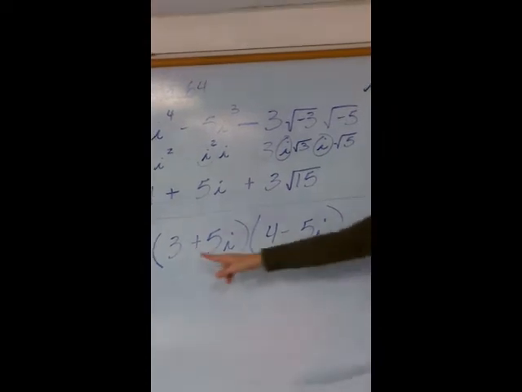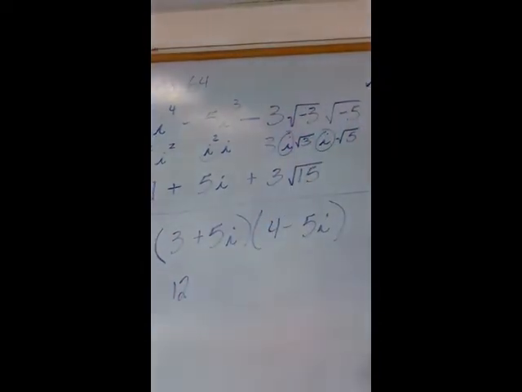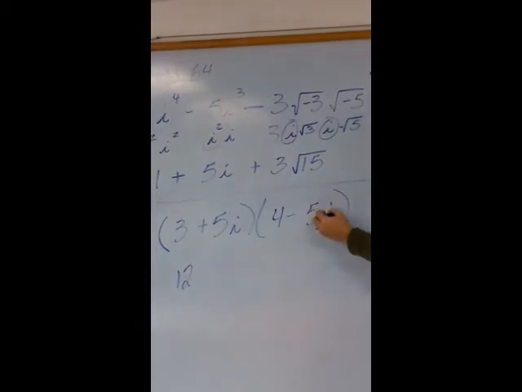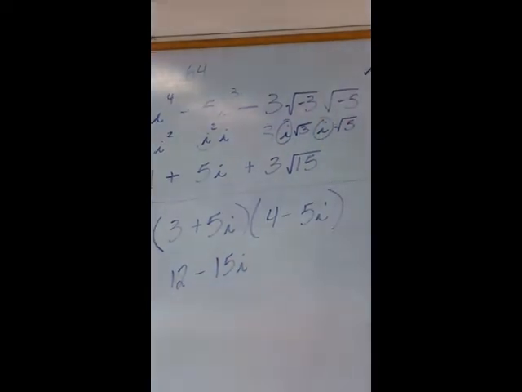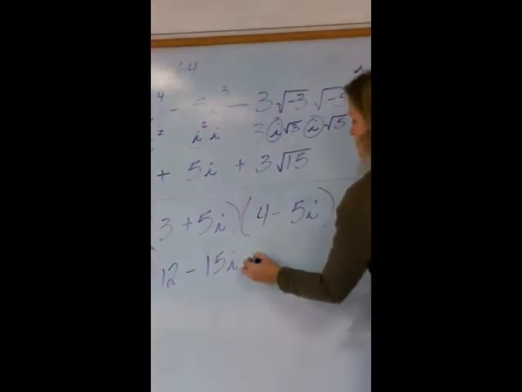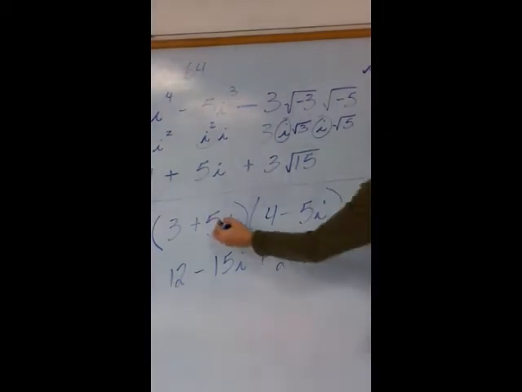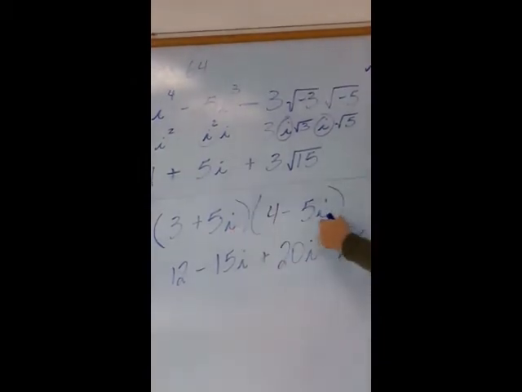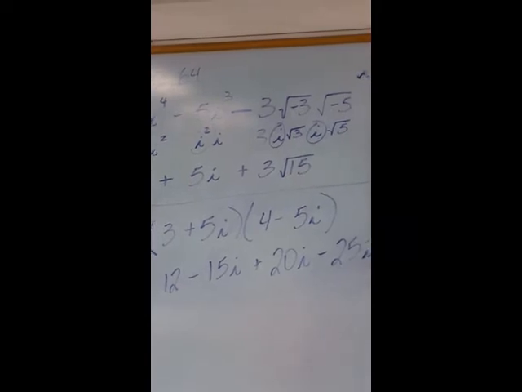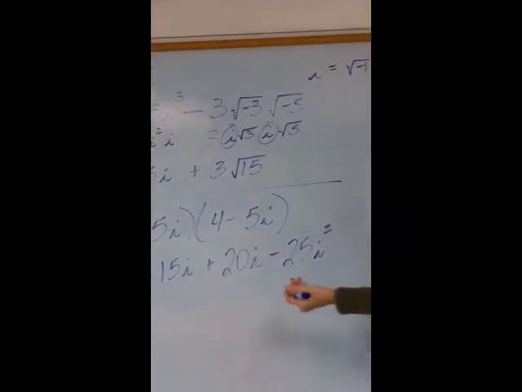So we'll multiply our first terms, 3 times 4. We'll multiply our outside terms, negative 5i times 3, which is negative 15i. We'll multiply our inside terms, which would be 20i. And we'll multiply our last terms. So you can multiply the 5 times 5, or 5 times negative 5, which would be negative 25. And then we multiply the i times i, which is i squared. So you just have one small step of just combining anything that's like.